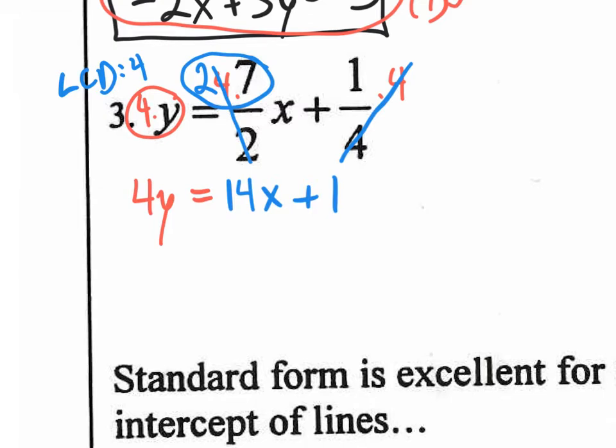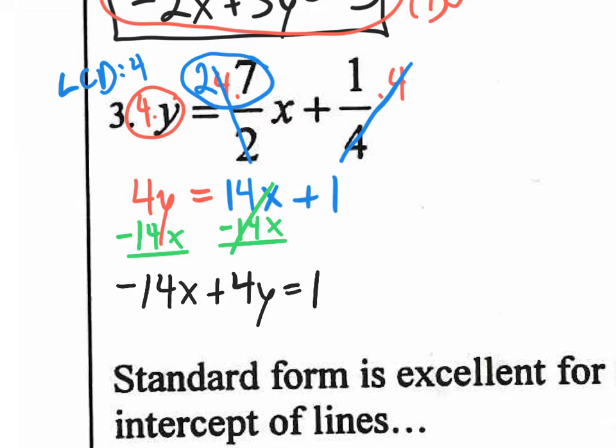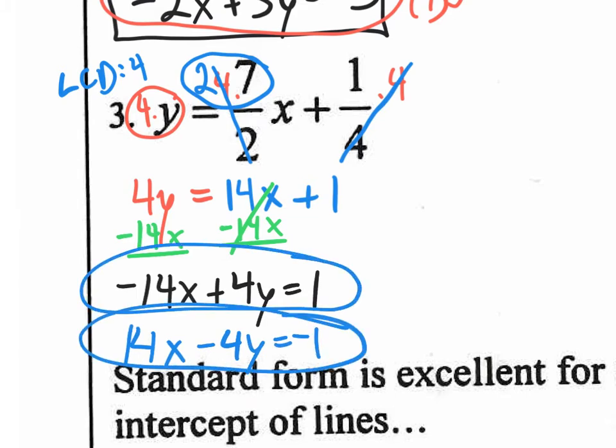So to get rid of the 14x, because remember, we want standard form, and standard form has x's and y's on the left side, and the number by itself on the right side. So let's get rid of that 14x by subtracting 14x and subtracting 14x. Now we're going to rewrite it. Negative 14x plus 4y equals 1. And if you want the other equation with the a value being positive, you just change all the signs. 14x minus 4y equals negative 1. Either one of these is perfectly fine.